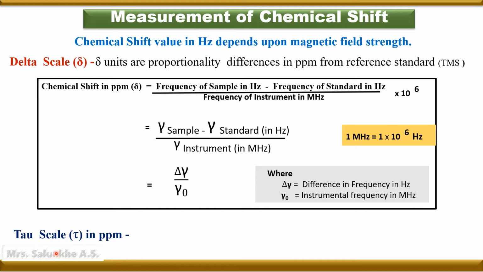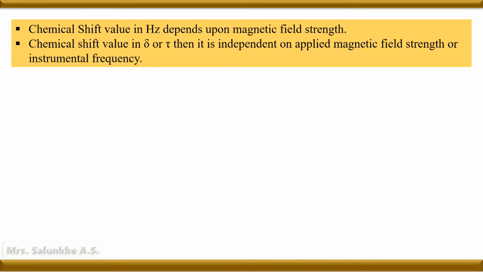Another unit for chemical shift is the tau scale. In tau scale, tau is equal to 10 minus delta. Thus, chemical shift values are measured either in delta scale or tau scale, which are independent of field strength. But if chemical shift values are measured in Hertz, then they are dependent on magnetic field strength.